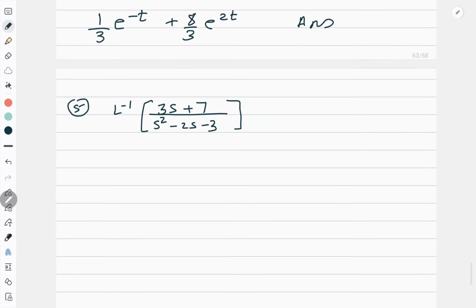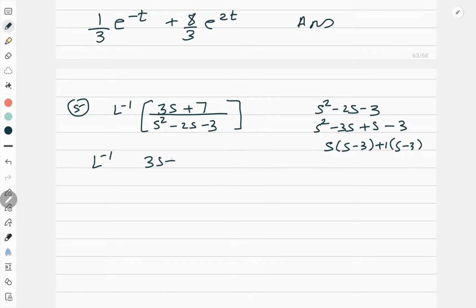Let's move to the next question. Again the same thing. You can use your calculator or split the middle term. So s square minus 2s minus 3 is there. So I'll write s square minus 3s plus s minus 3. So s common, s minus 3 plus 1, s minus 3. So my question is 3s plus 7 upon s minus 3 and s plus 1. Now again it is case 1.